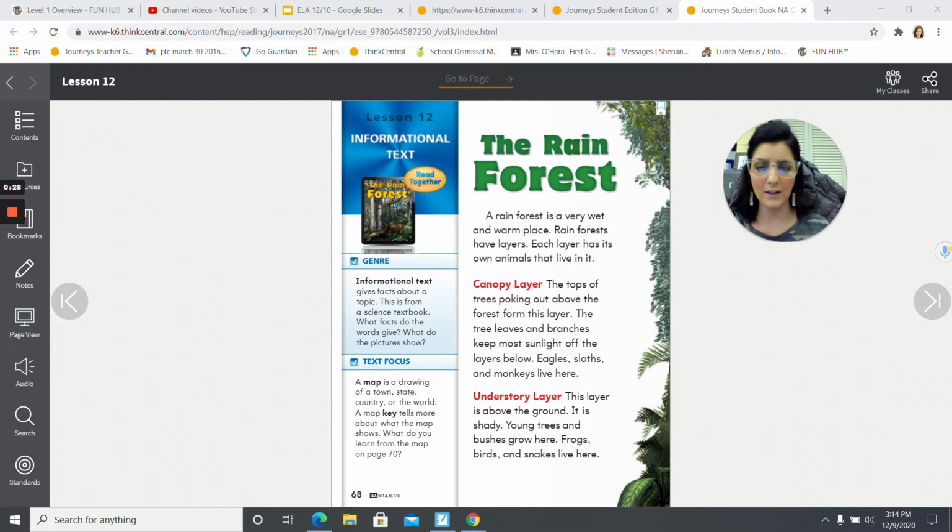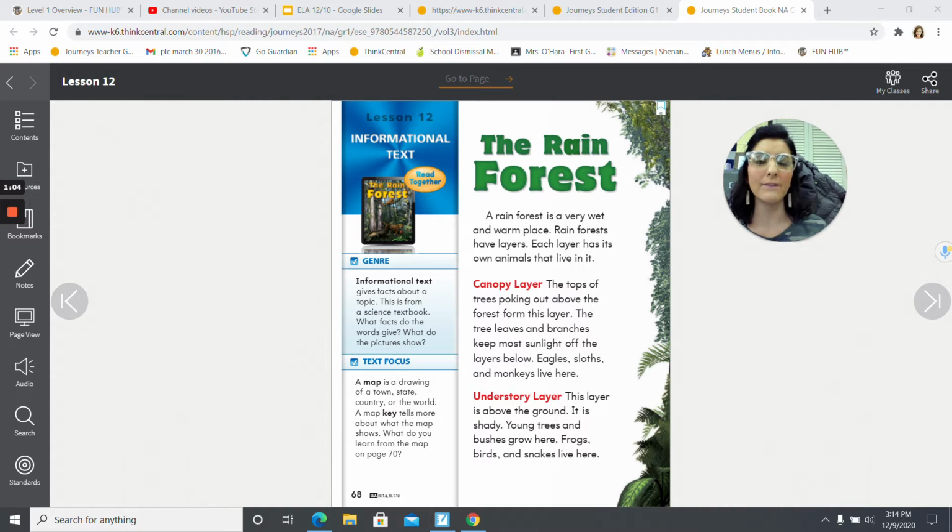So this week, our second story is informational text. It gives you facts about the rainforest. So think about that. Does How Leopard Got His Spots give us any facts about animals? It doesn't. It tells us a fictional story about animals. So this information is from a science textbook, which is very different from the first story that we read this week. And there's going to be a map and a key that we're going to be seeing as text features, okay?